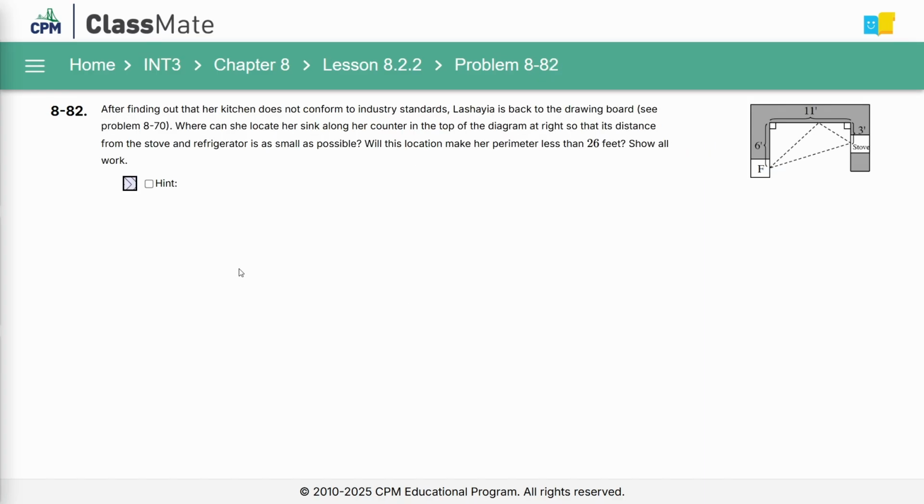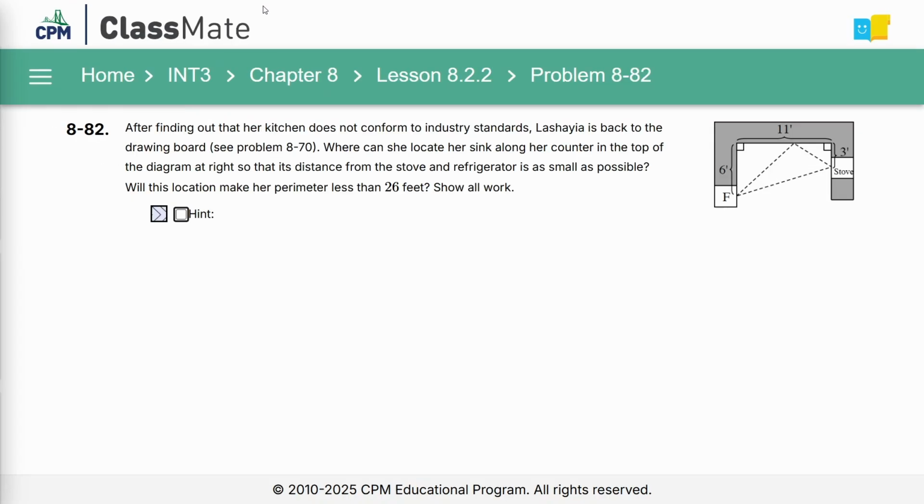All right. 882 looks like a doozy. After finding out that her kitchen does not conform to the industry standards, Lashaya is back to the drawing board. Where can she locate her sink along the counter in the top of the diagram at the right so that its distance from the stove and refrigerator is as small as possible? Will this location make her perimeter less than 26 feet? Show all work. All right.